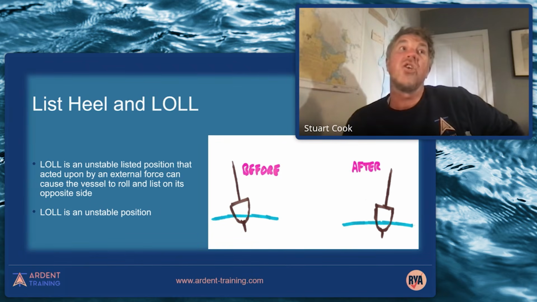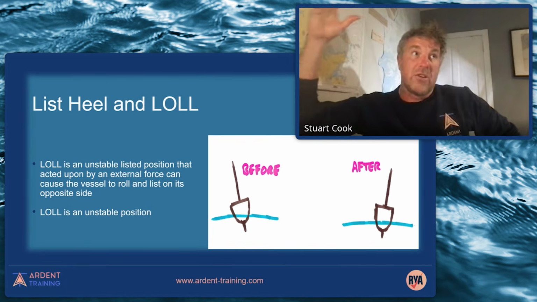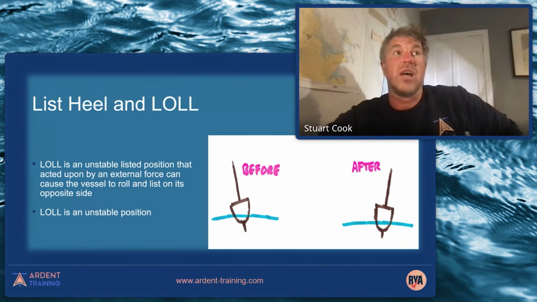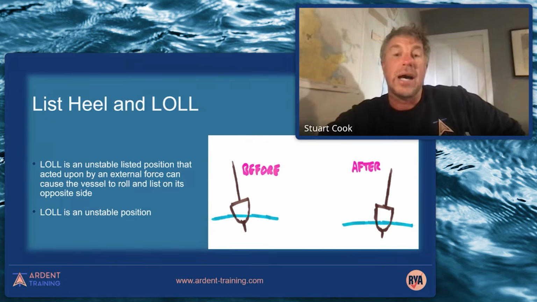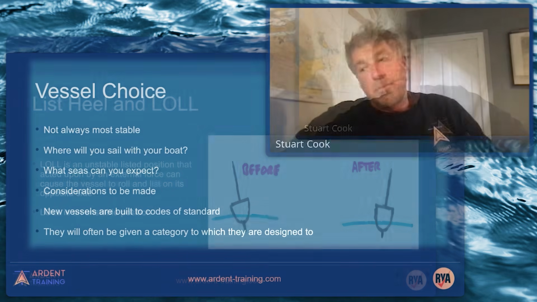Essentially, you could have something similar on a ship if they put all the heavy containers on the top and the lighter containers on the bottom. They could potentially move their center of gravity too high and create this.